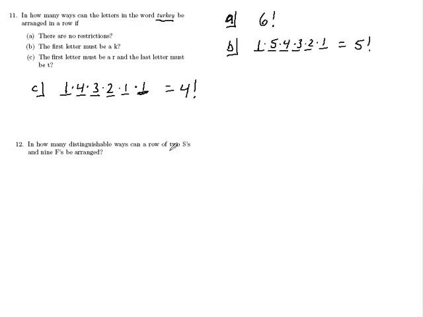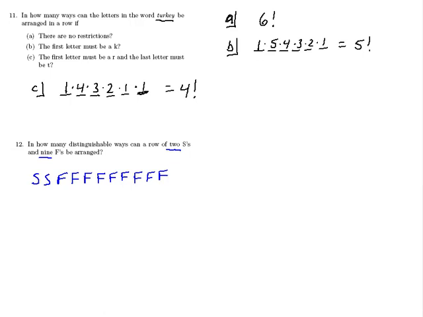Now number 12 says, in how many distinguishable ways can a row of 2 S's and 9 F's be arranged? So if I want to write out an example, SS and then all the F's. So here's my 2 S's and my 9 F's. So that's one arrangement. Now notice we have repeats. So if I shuffle an F with an F, it's still the same arrangement.